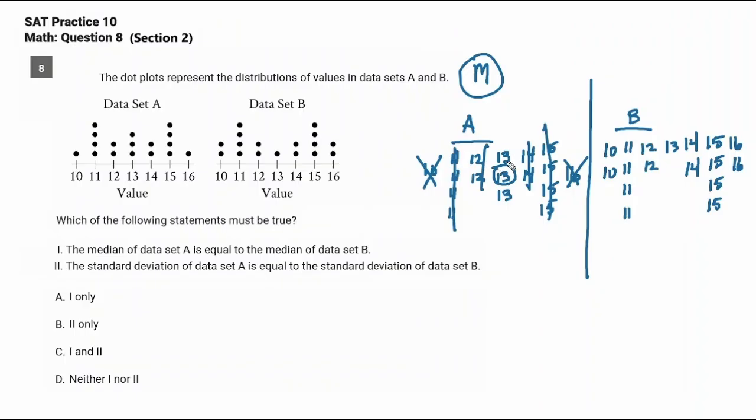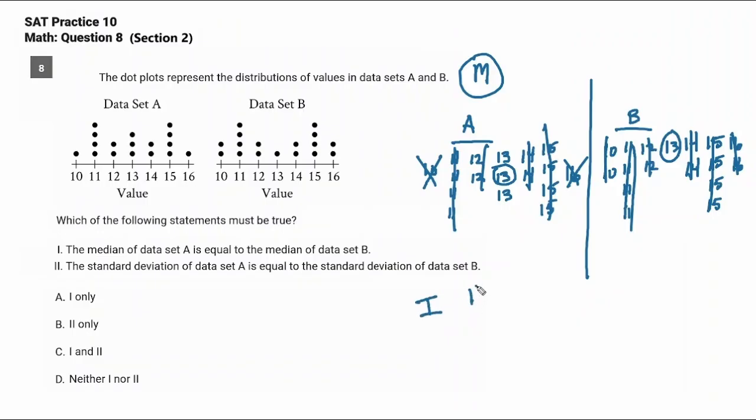And then over here, 2 over here, 2 over here, 4 over here, 4 over here, 2 over here, 2 over here. So the median here is going to be 13 as well. So what's the median in set A and set B? It's 13 for both of them. So there's kind of some cool stuff you can do here.